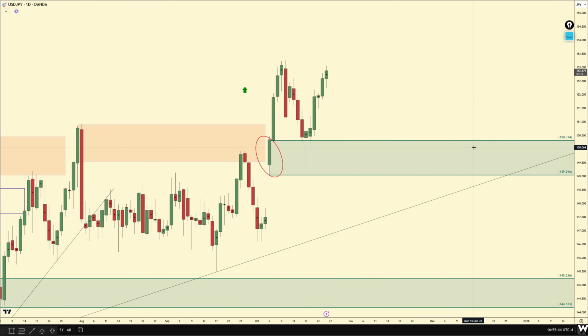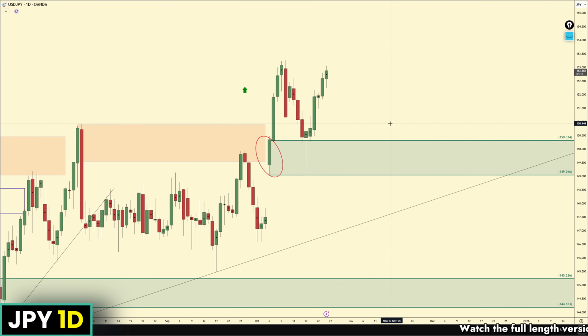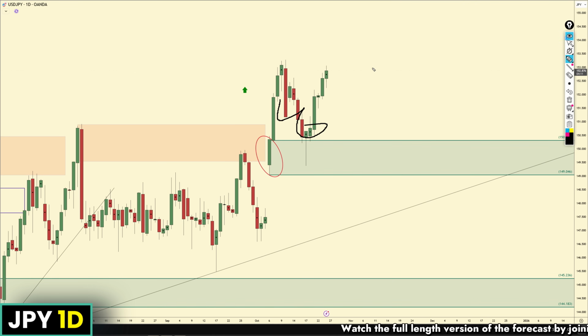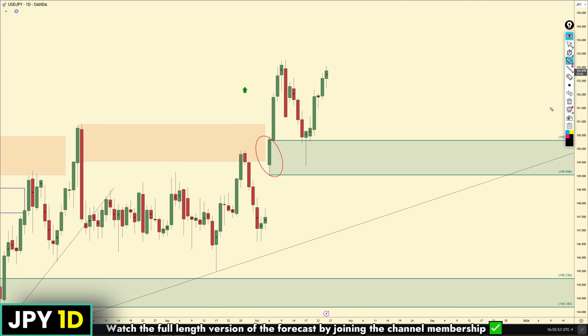All right, on to the forecast for the USDJPY. We're going to start with the daily time frame here. The weekly chart basically looks like this. It's all over the place. No real direction or anything to go off of. Kind of the opposite of the daily time frame here.